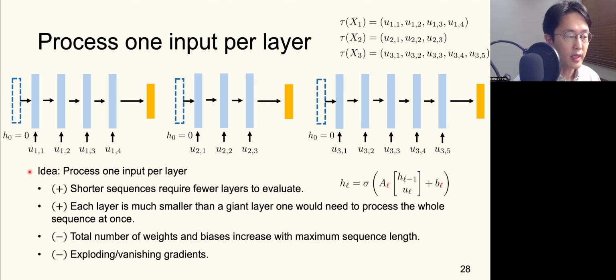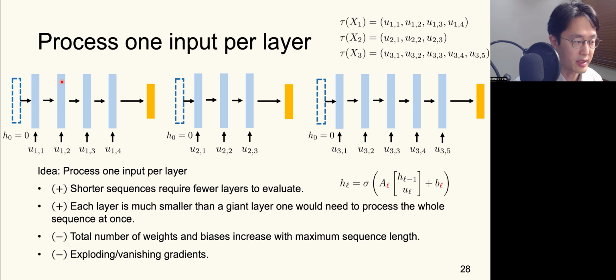then this approach just wouldn't work. So then as our next idea, we can process one input per layer. Again, consider this example where we have three input texts, x1, x2, and x3. These are tokenized into sequences of length 4, 3, and 5. So for the first sequence, we provide as input the first sequence element, and we also provide the initial hidden state, which is usually initialized to be 0, and a single layer processes that information. This produces the subsequent hidden state, which is passed on to the next layer.